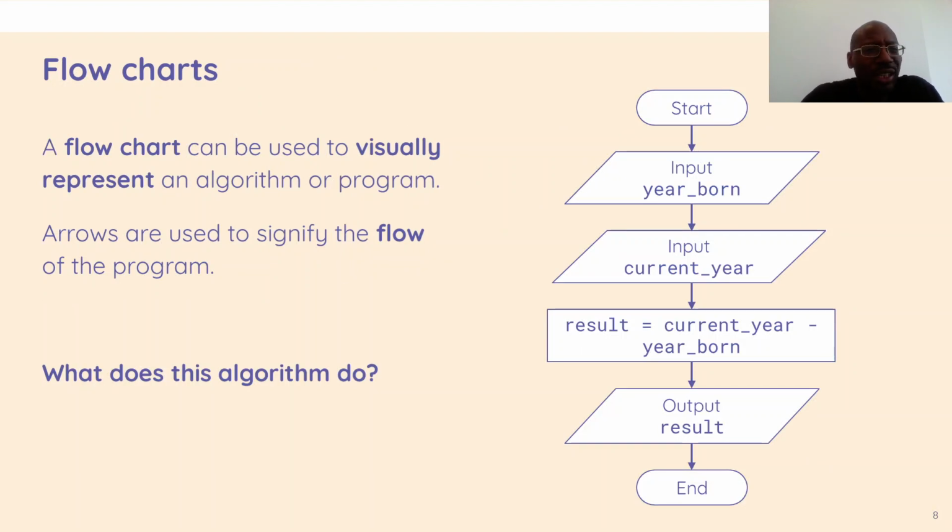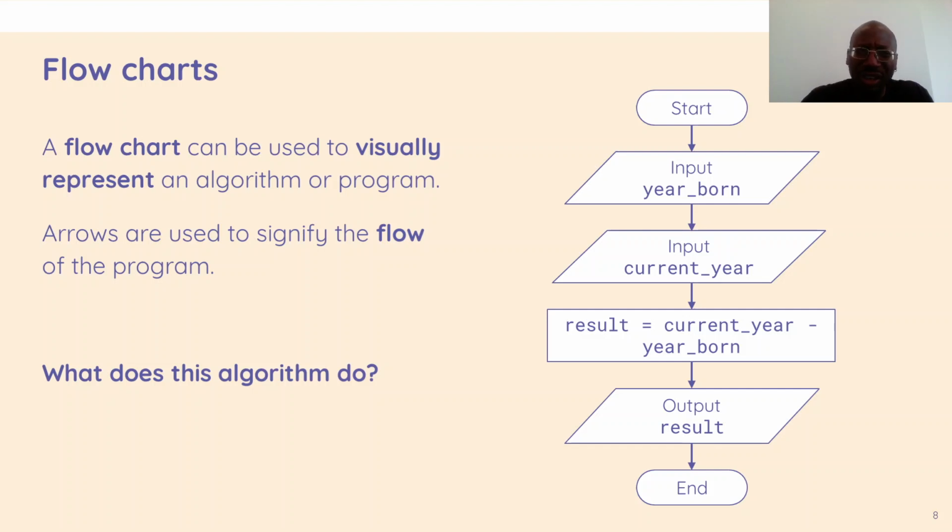Flowcharts. A flowchart can be used visually to represent an algorithm or a program. Arrows are used to signify the flow of the program. So the arrows are showing the direction which way this program is going. Sometimes you may have a loop, sometimes it's just going to be one way.